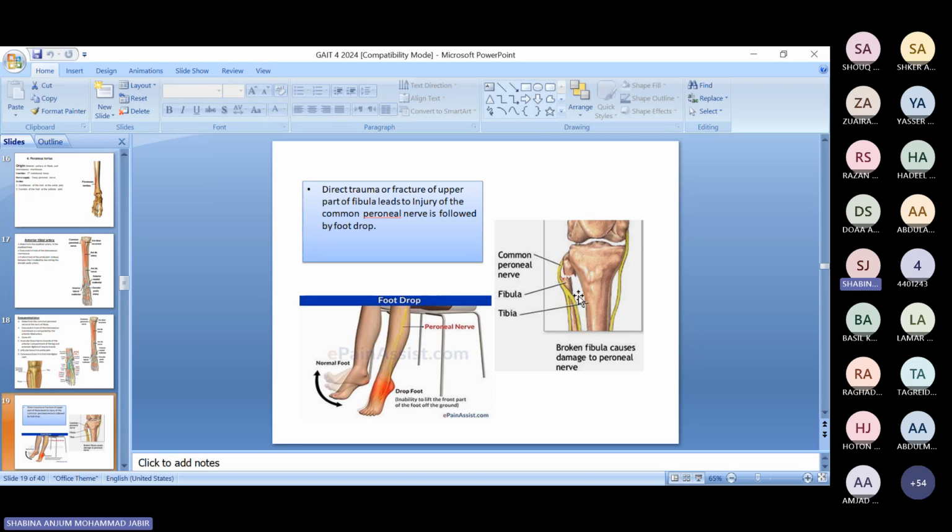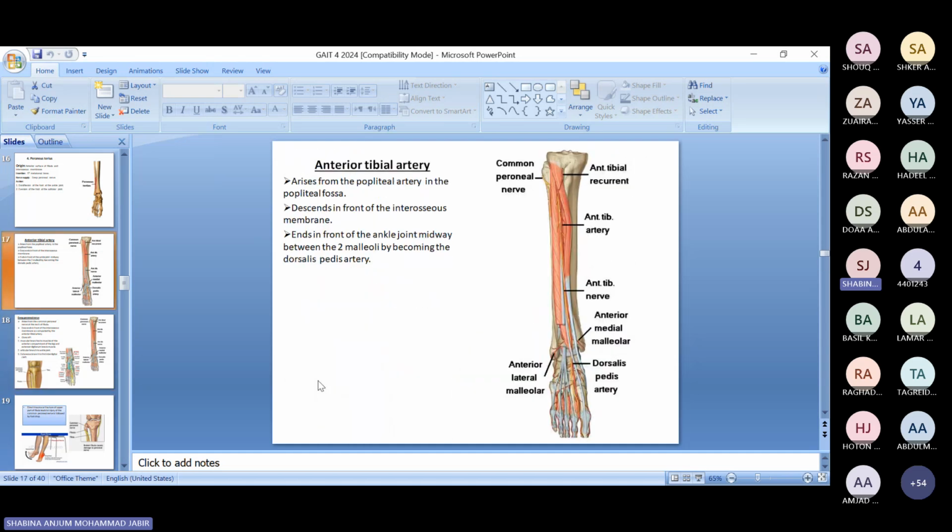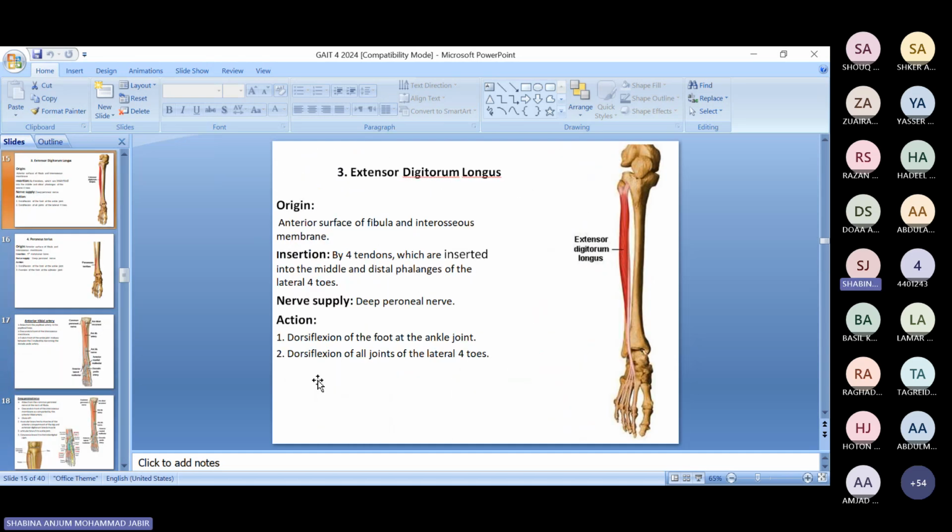What will happen? Can you imagine what will happen if there is injury to the common peroneal nerve? If there is injury to the common peroneal nerve, the patient will not be able to do this action. So here you can see that when extensor digitorum longus contracts, it will take all the tarsals, metatarsals up. It means the dorsiflexion. But you can imagine if this muscle is not acting, the tarsals, meaning the foot, will drop.